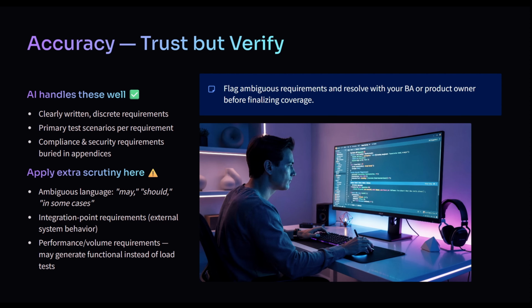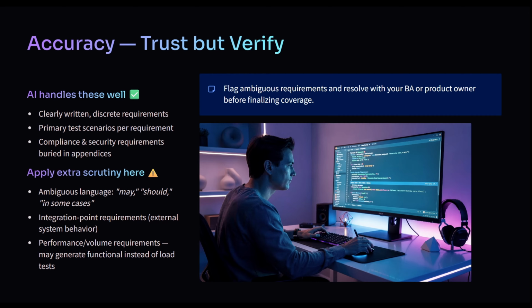It's just there. Now let's talk about accuracy, because anyone who tells you AI output is always correct is selling you something. In my experience with QA Touch document analysis, the AI is very accurate at identifying discrete, clearly written requirements, generating the primary test scenarios for each, maintaining the connection between requirement and test cases, and catching compliance and security requirements that tend to get buried.